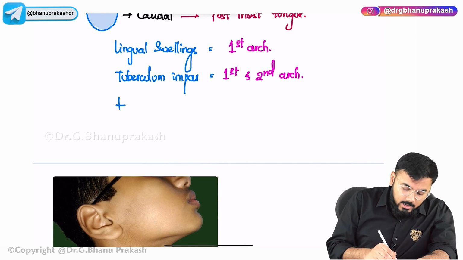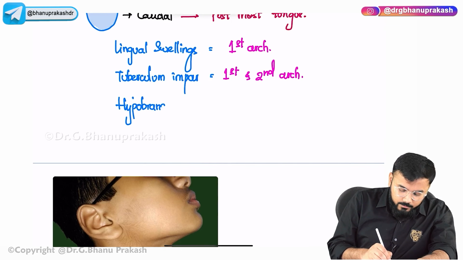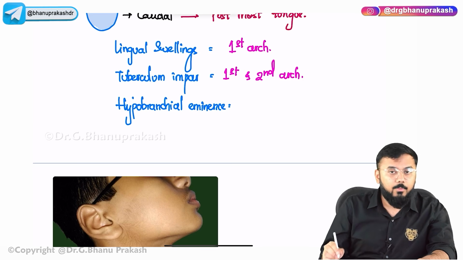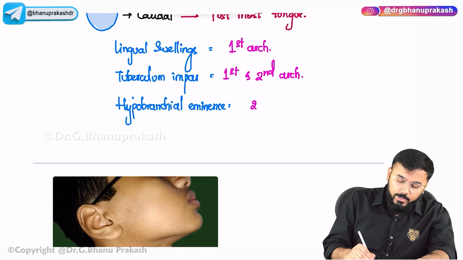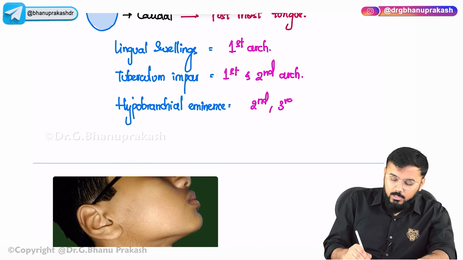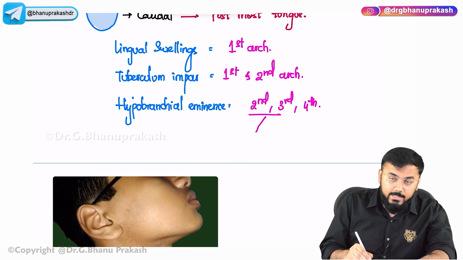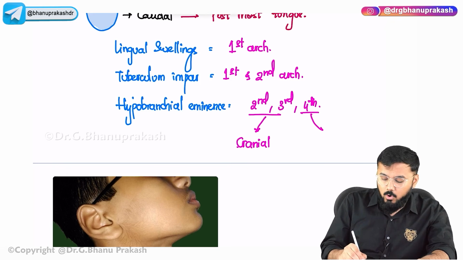Next, where is the hypobranchial eminence located? That is located all the way in the second arch, third arch, as well as the fourth arch. So in the second and third we have the cranial part, and in the fourth we have the caudal part.